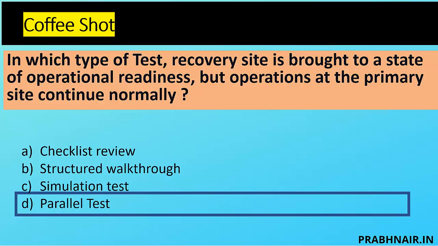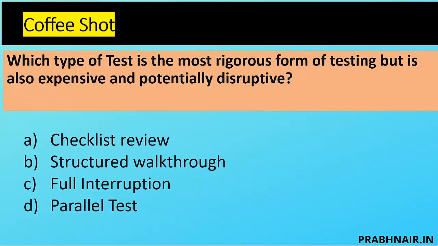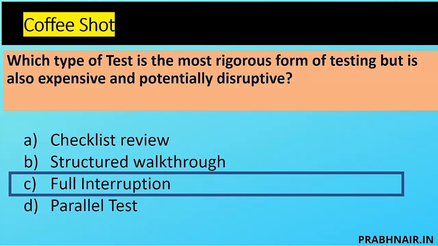So the question is, which type of test is the most rigorous form of testing, but also expensive and potentially disruptive? Checklist is not disruptive. Structure walkthrough is not that disruptive because people are just walking through. So full interruption and parallel test are the candidates. Parallel test happens at the alternate site without impacting primary, but the most rigorous testing, expensive and potentially disruptive, is full interruption. There's always a chance of failure in the full interruption. That's why the answer is C for Charlie. Let's move to the next question.